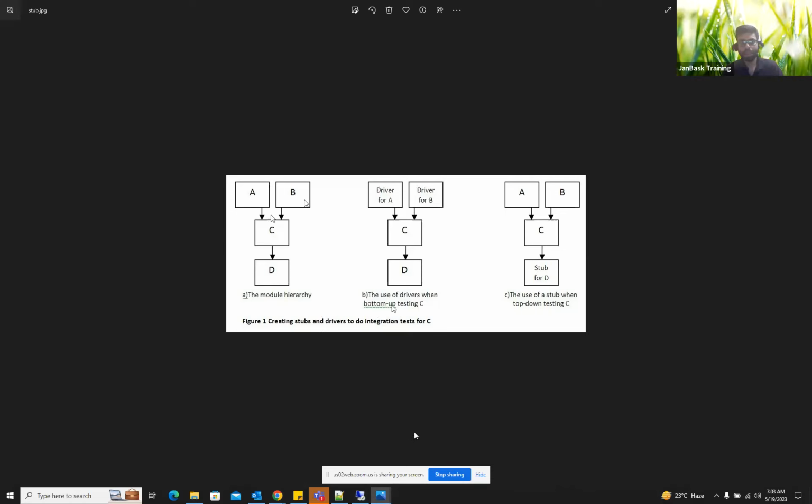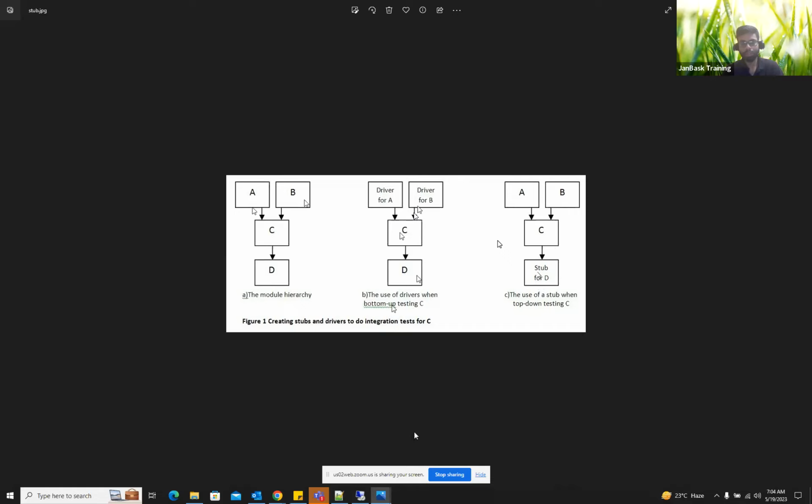We have A, B. These are the high level modules. From A and B, this C module is being called, and from the C module, the D module is being called. Now if we need to test C or D, and this A or B module is not present, we will need the driver, right? And if we need to test A, B, or C, and this D is not present, then we can use the stub. So this is, I think, a good diagram to remember the thing.